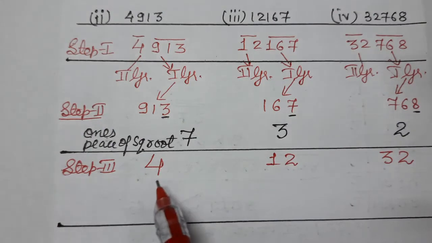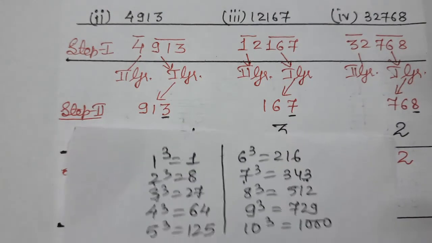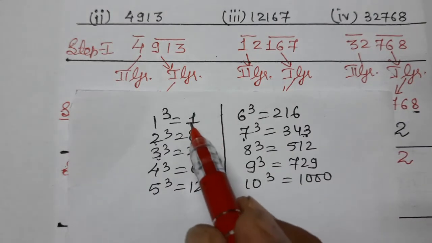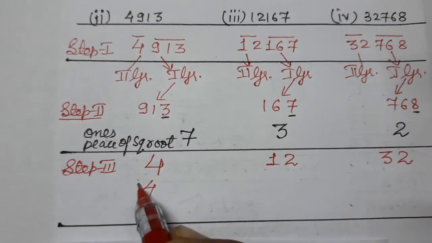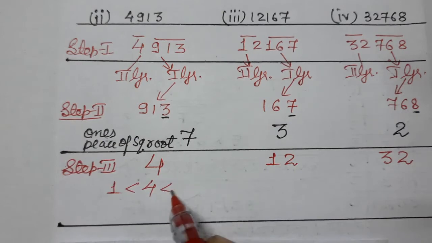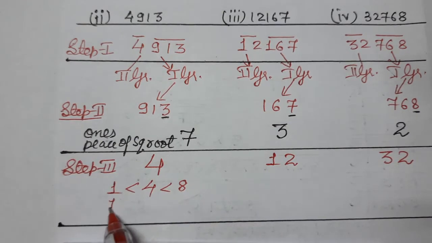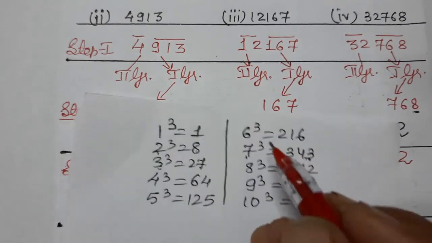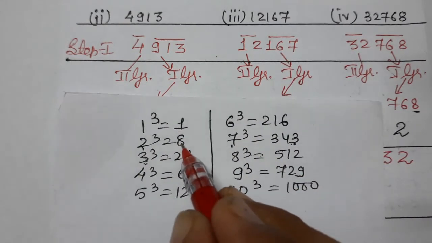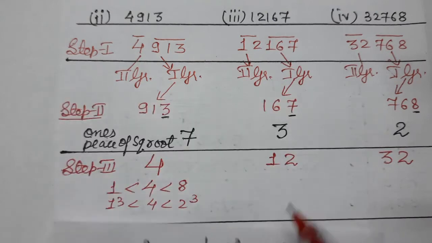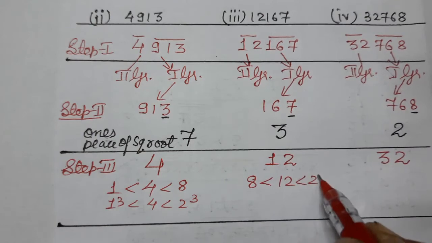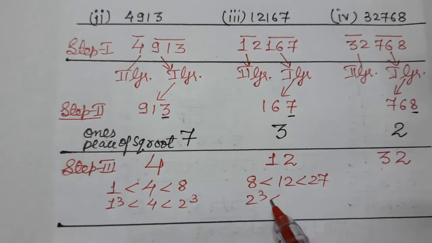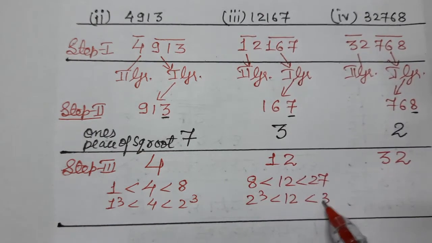Now we have to find out which two numbers 4 lies between. अब देखो 4 किस numbers के बीच में है? 1 और 8 के बीच में. So write 4 lies between 1 and 8. That means 1 cube and 2 cube. Now see 12. So 12 lies between 8 and 27. So write 8 and 27. That means 2 cube and 3 cube.